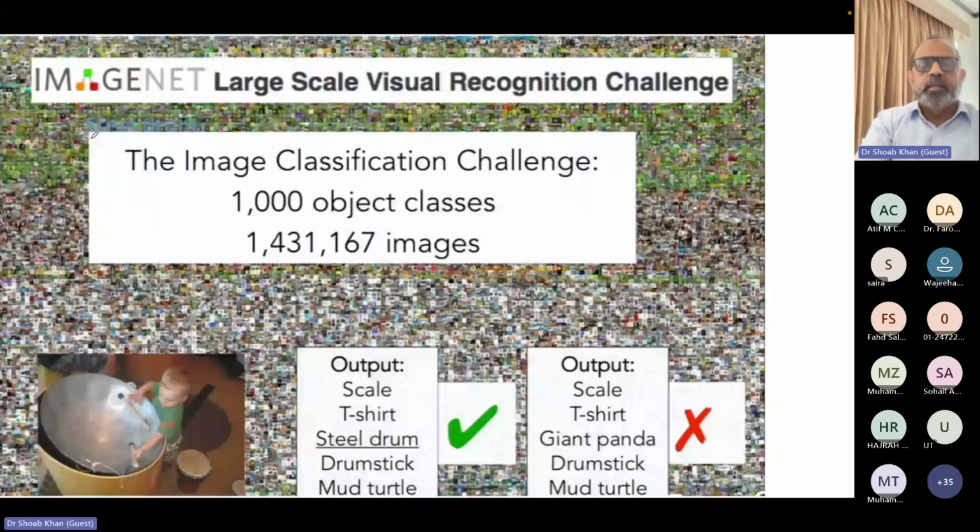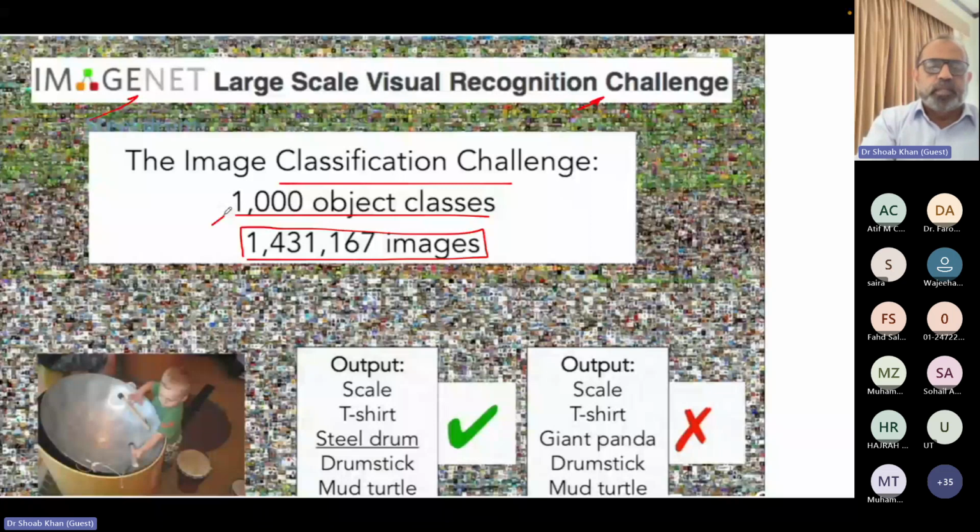Then perhaps the most important challenge, which has really transformed neural networks, is the ImageNet challenge. It is a challenge where a large-scale visual recognition system is asked to be developed, which does image classification on 1000 object classes, and the data set was 1.4 million images. So with 1000 object classes, you have to identify the different types of classes that you see in an image, like the t-shirt, the steel drum, the drumstick, the mud turtle.